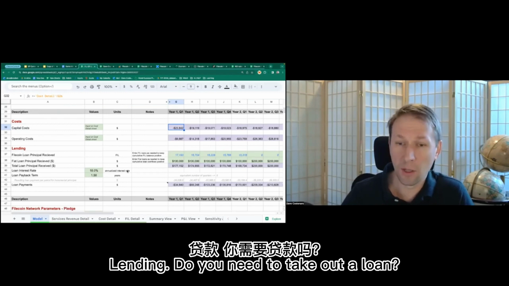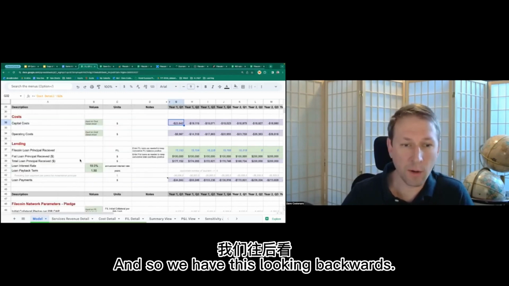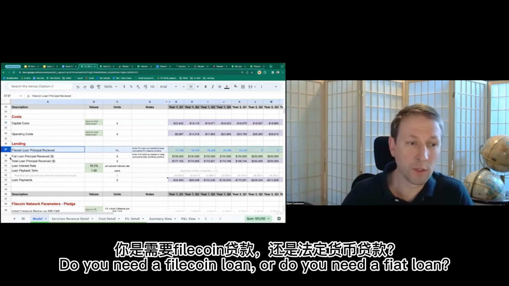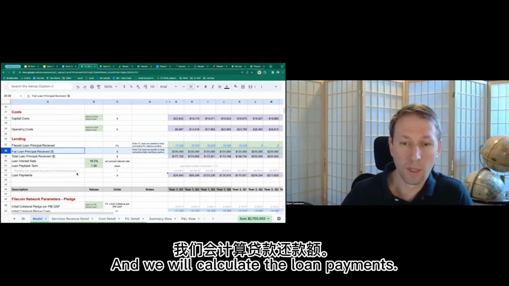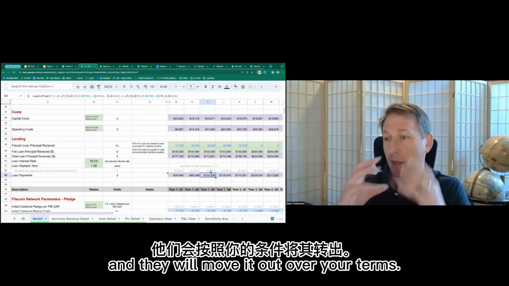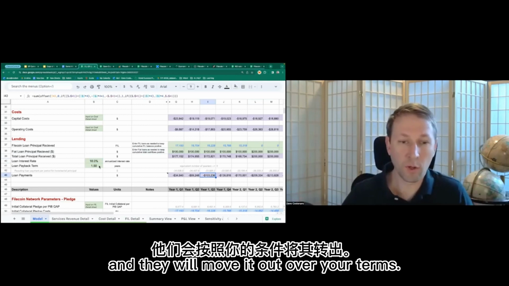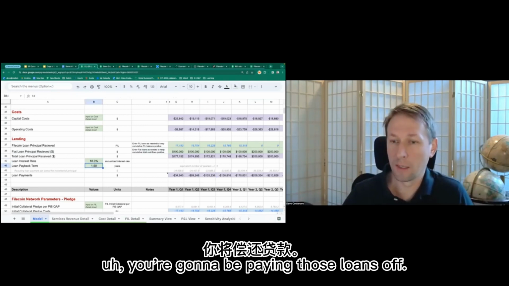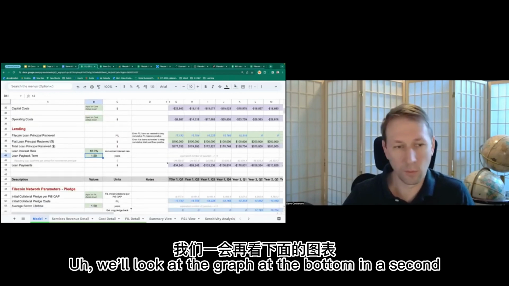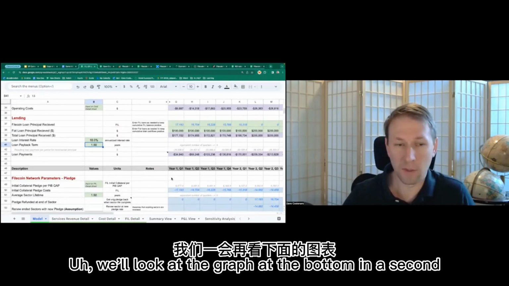Lending, do you need to take out a loan? And so we have this looking backwards. You'll get your principal. Do you need a Filecoin loan or do you need a fiat loan? And we'll calculate the loan payments. There's an interest rate. The loan payments will look at that and they will move it out over your term. So if you got a 1.5 year payback, you're going to be paying those loans off. We'll look at the graph at the bottom in a second.